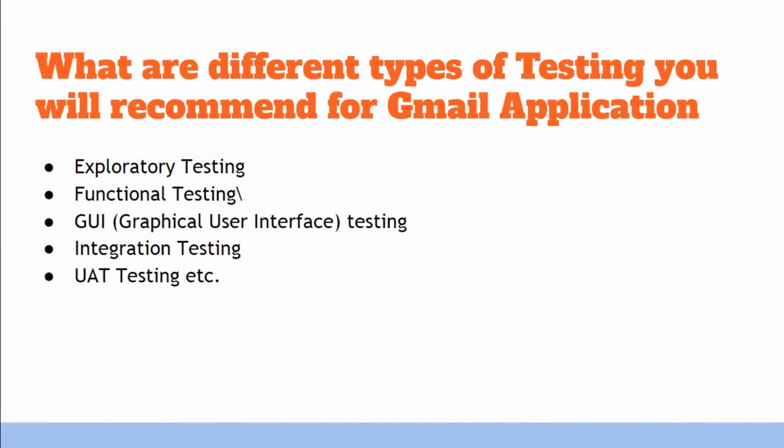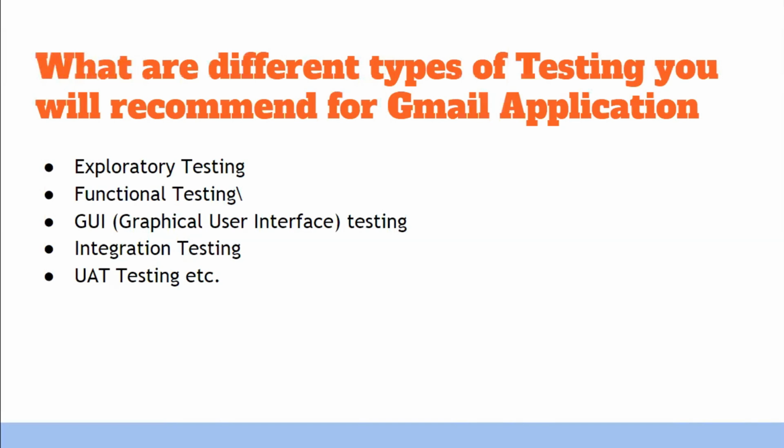What are the different types of testing you will recommend for the Gmail application? Okay, we all know very well what type of application Gmail is. There we can perform activities like composing a mail, sending a mail, adding an attachment, checking the font size. We can separate our mails into a spam folder, and we can save a mail in drafts if we are not sending it currently. So all these functionalities and features we have to test.